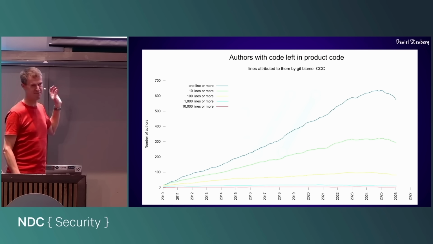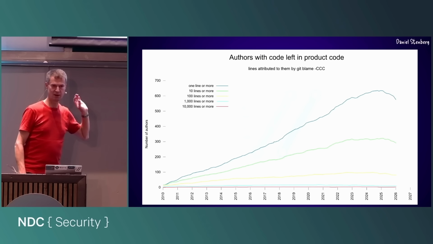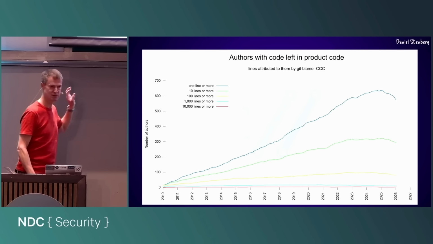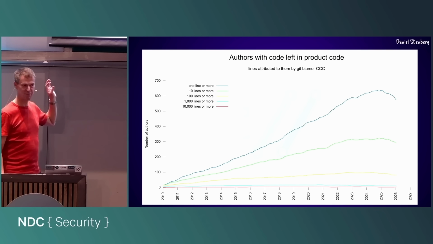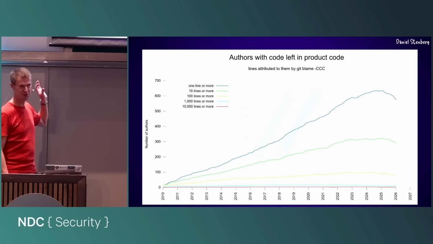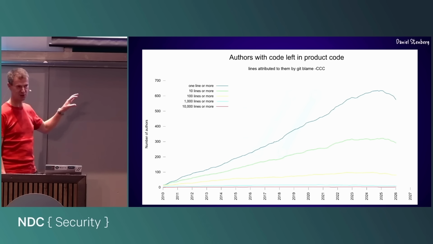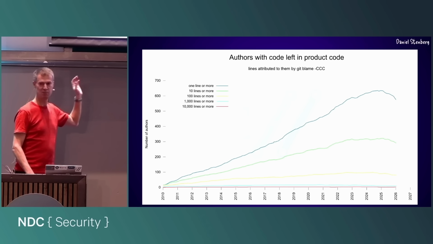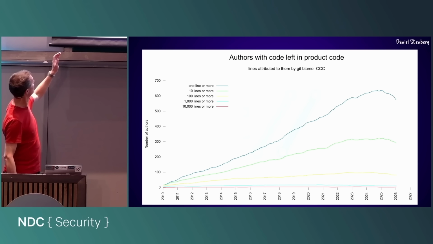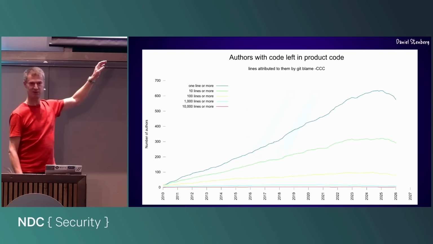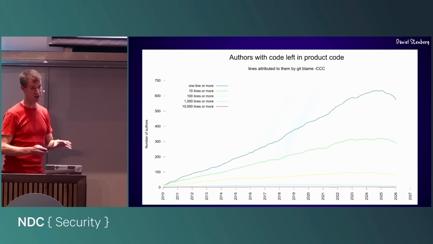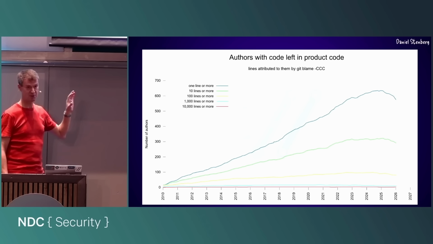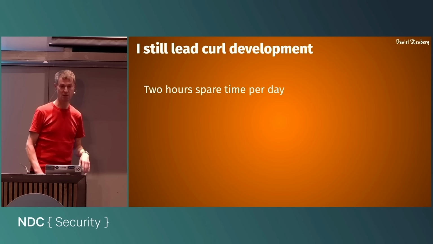As you can see, I have a sort of graph addiction, so I have a lot of graphs. But here's one of the graphs I enjoy the most: the number of people with code left in the production code when you do git blame over time. Nowadays we have a little less than 600 names when you do git blame on production code. So it's certainly not just me, there are 600 persons with code left in production code.